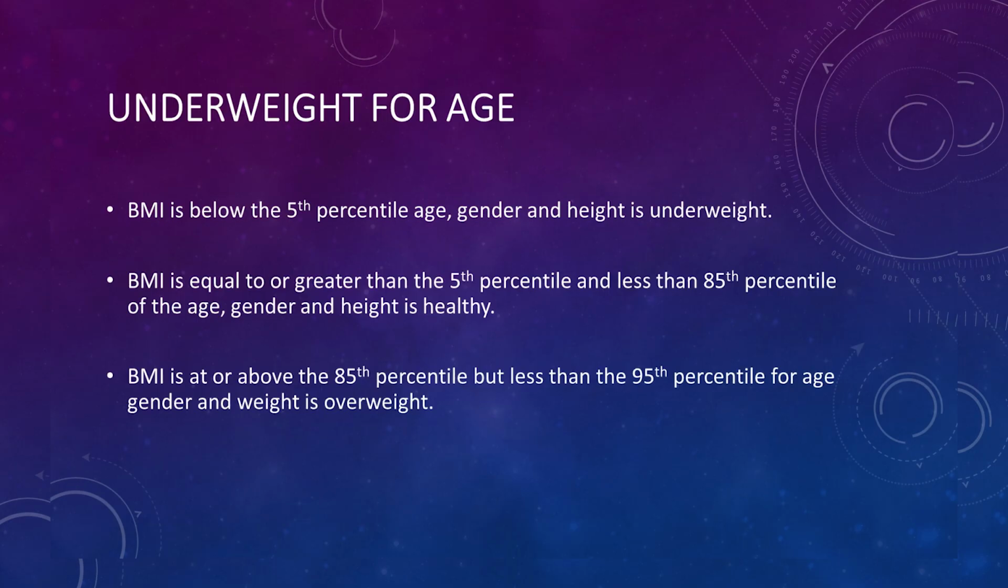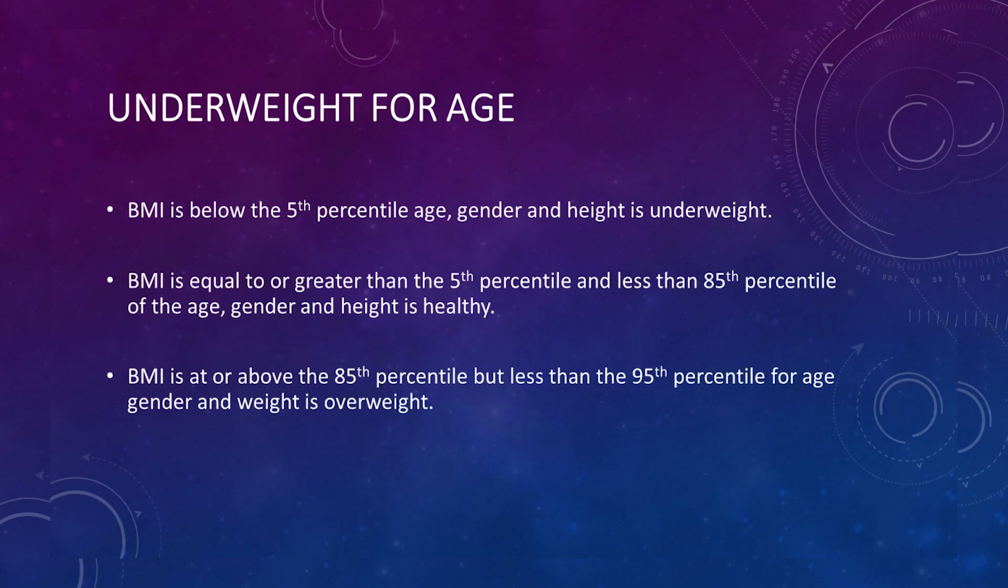When the BMI is equal to or greater than the 5th percentile and less than the 85th percentile for age, gender and height, it is healthy. So if the percentile is between the 5th and 85th percentile, it is a healthy percentile. The baby is healthy for that age and sex.